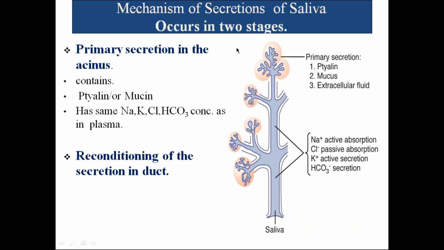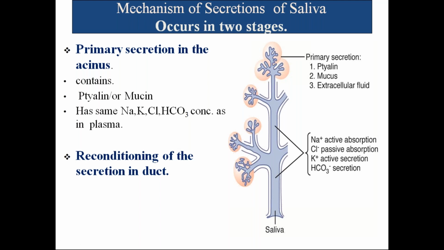Mechanism of secretion of saliva. It occurs in 2 stages. As I told you, it is a primary secretion which will be secreted from the acini, and then there would be modification which is going to occur within the duct, which is known as reconditioning of the secretion in the duct.